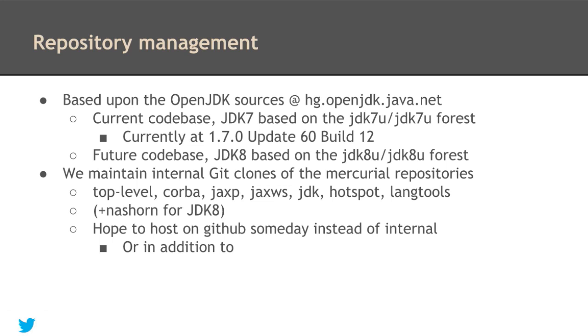OK, our repository management. Our OpenJDK sources are based on hg.openjdk.java.net. Our current code base is JDK 7 based. That's 1.7 update 60 build 12. We also have a future code base of JDK 8 that we're working on. We maintain the Git clones of the Mercurial repositories. They're listed here, plus Nashorn for JDK 8.